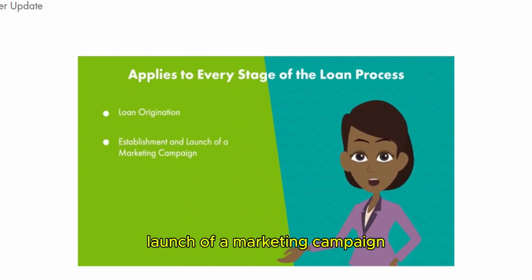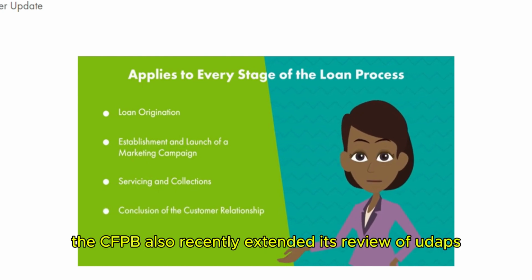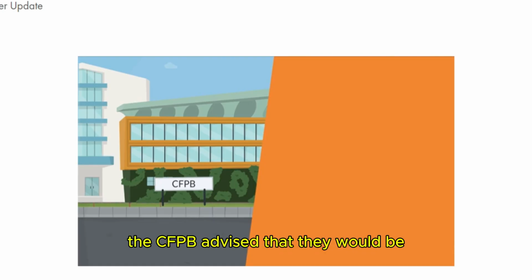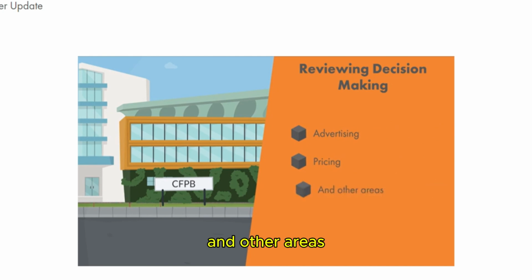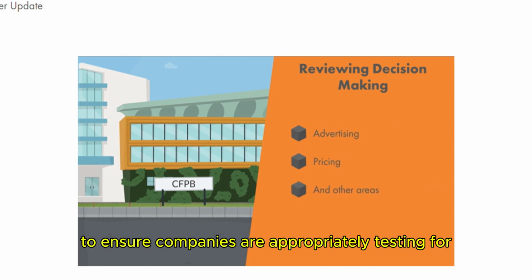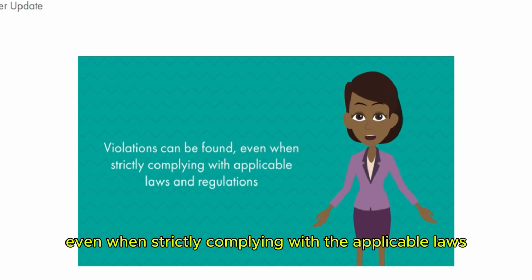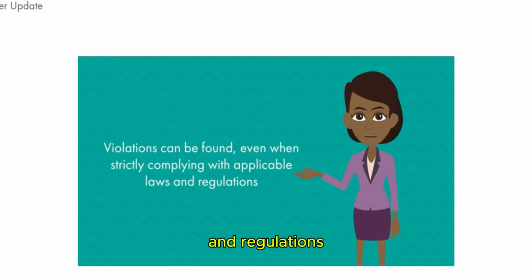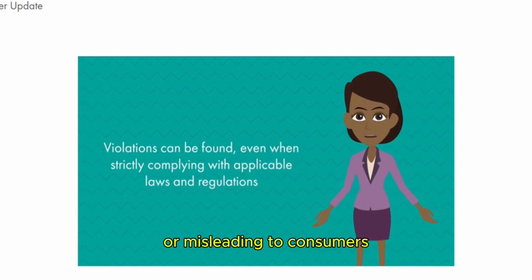the establishment and launch of a marketing campaign, from servicing and collections all the way through to the conclusion of the customer relationship. The CFPB also recently extended its review of UDAPs to fair lending. In doing so, the CFPB advised that they would be looking at a financial institution's decision-making in advertising, pricing, and other areas to ensure companies are appropriately testing for and eliminating unfair and illegal discrimination. Violations of UDAP can be found, even when strictly complying with the applicable laws and regulations. The CFPB could still find violations of UDAPs if they find any practices to be confusing or misleading to consumers.